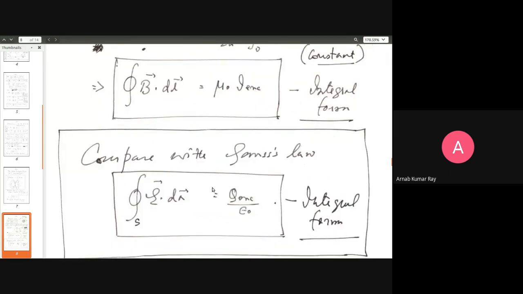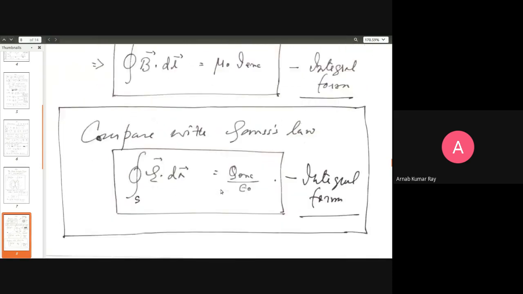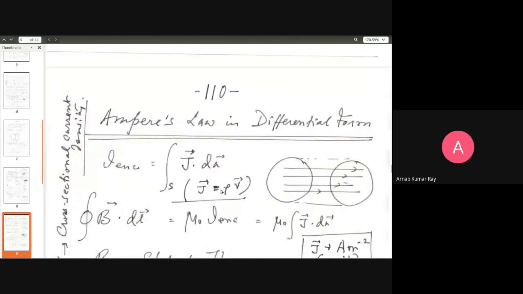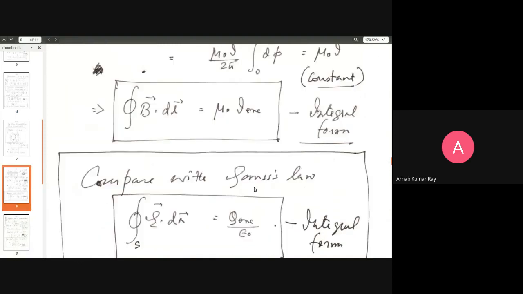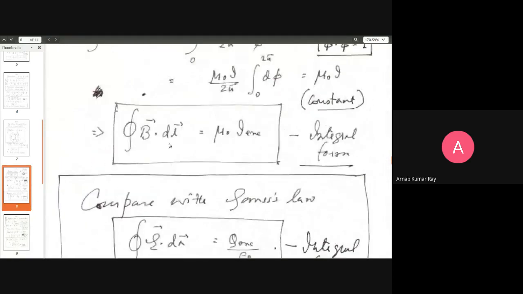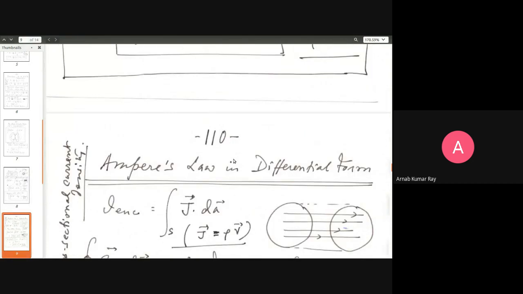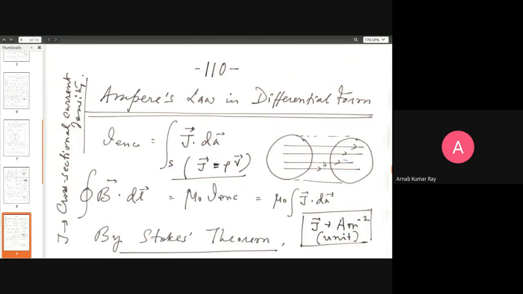Yes, indeed we can. Just like we use the Gauss divergence theorem to convert this to the differential form of Gauss's law, similarly, we can now use the Stokes theorem to do something like that. Let us see. What we have found over here is Ampere's law in integral form. Now we shall look at Ampere's law in differential form. Let us try to see.